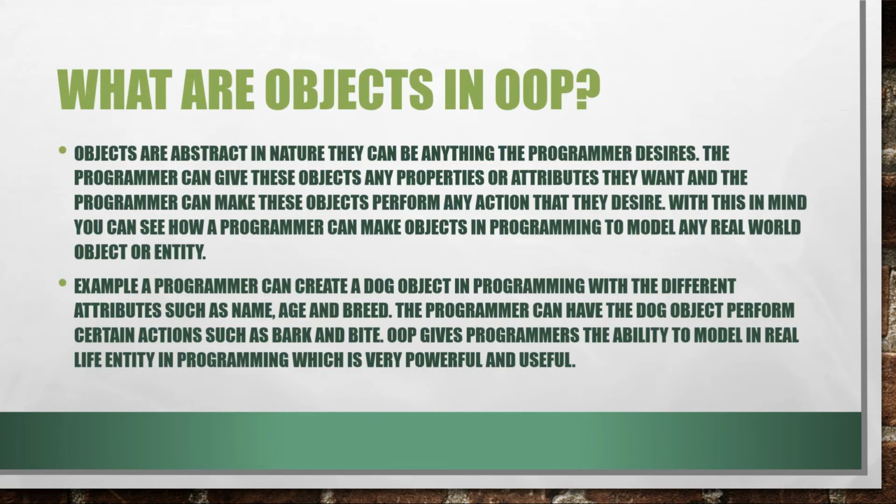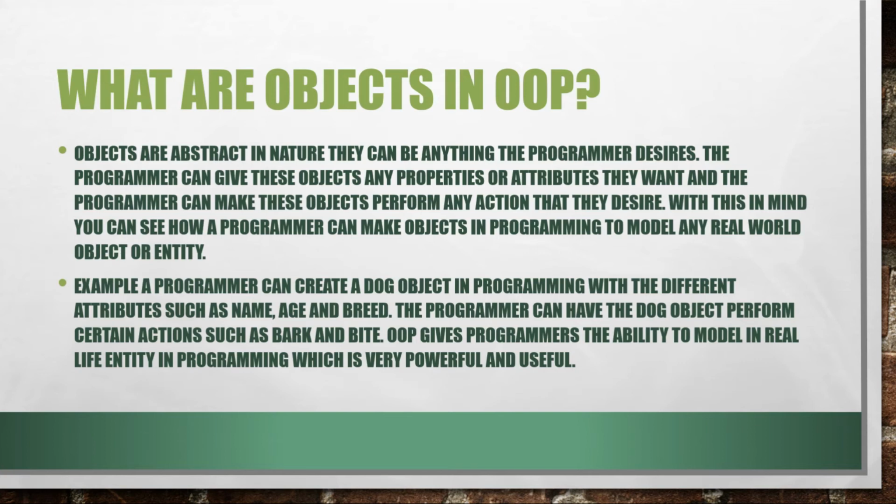So what are objects in OOP? We talked about classes, so let's talk about objects. Objects are abstract in nature. They can be anything the programmer desires. The programmer can give these objects any properties or attributes they want, and the programmer can make these objects perform any action that they desire.